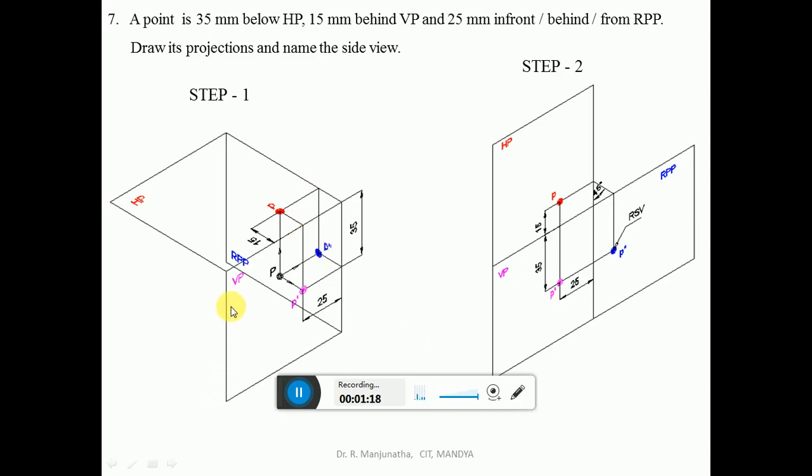Now when the image falls on the vertical plane, we can see the image on the vertical plane only when you look from the front view, because the front view is perpendicular to that vertical plane. Similarly, when you look from the top view, it is perpendicular to the horizontal plane. So whatever image is on the horizontal plane can be seen only when you look from the top view.